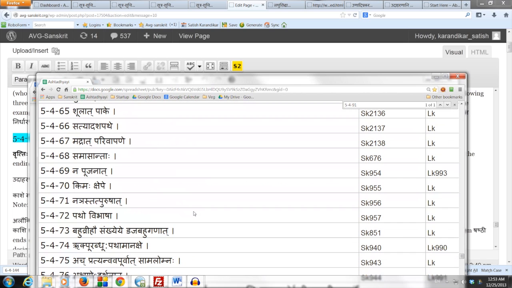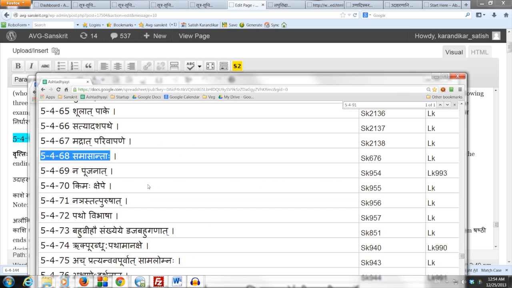Recall the adhikara of samasantaha, which we know starts from 5-4-68 samasantaha. It goes to the end of that fourth quarter of the fifth chapter of the Ashtadhyayi. So basically it goes to the end of the fifth chapter of the Ashtadhyayi. These are affixes which are prescribed following compounds, and the special feature is that these affixes become part and parcel. They become ending members of the compounds to which they are prescribed.